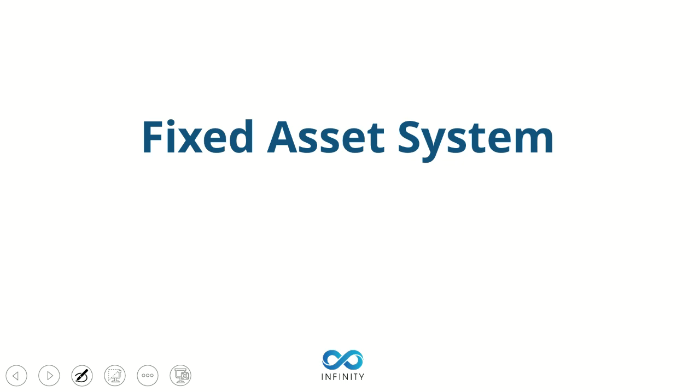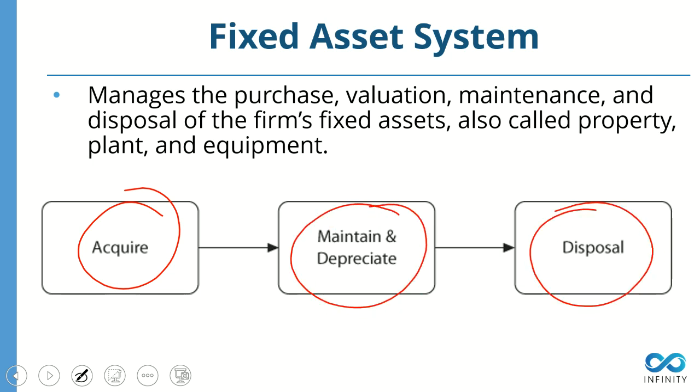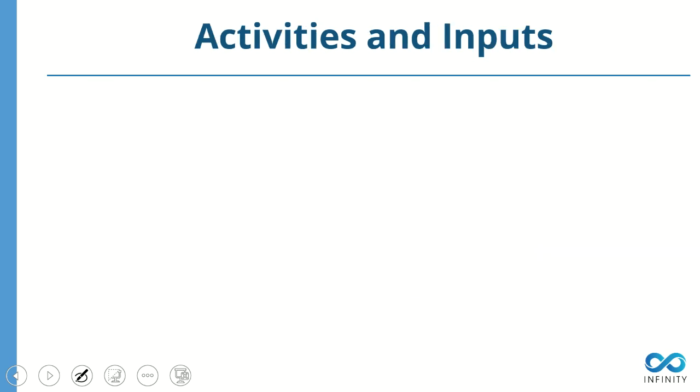Also you can use AIS in a fixed asset system or fixed asset cycle. So this cycle includes acquiring fixed assets, maintaining and depreciating the fixed assets, and disposal. So during these processes, what data can be acquired and used by the organization?